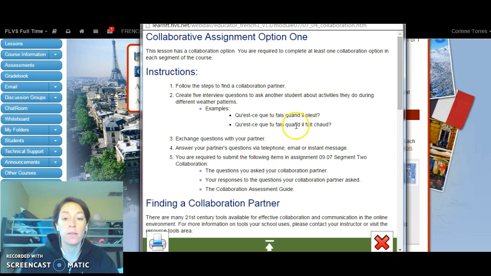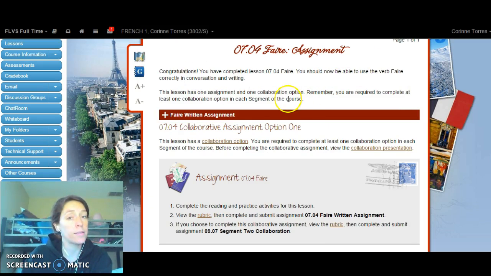Pretty much you could follow these examples and just change the weather term afterwards. Or you could say, do you swim when it's raining? Est-ce que tu fais de la natation quand il pleut? Right? So you come up with 5 questions like that to ask your partner. You're going to exchange them with your partner and then answer their questions back. So again, either attend the live lessons, because we might do this today or tomorrow and work on it, or attend future live lessons to do collaborations, or you need to find a partner on your own.